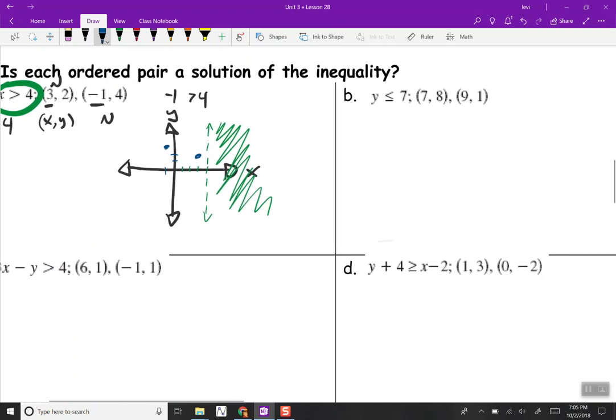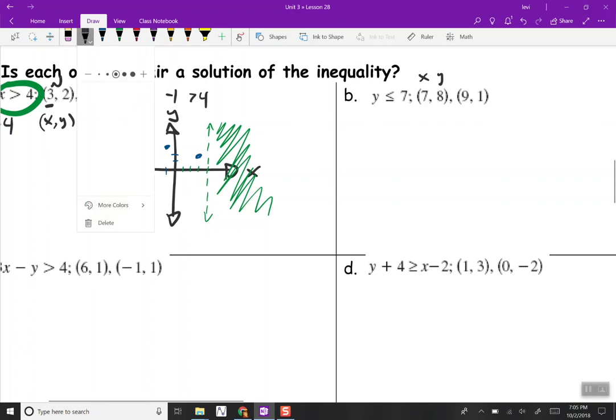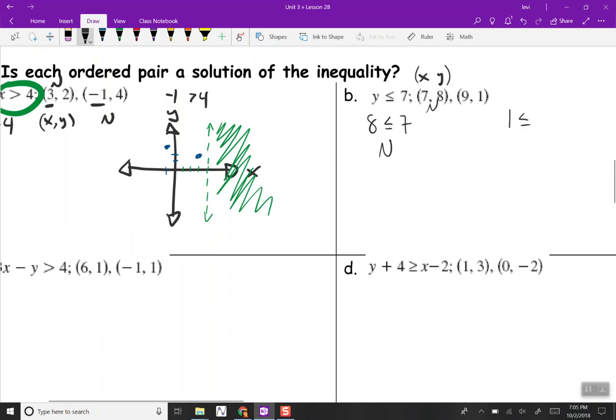Problem B. y is less than or equal to 7, so we're substituting in these y values now. We've got x and we've got y. Is 8 less than or equal to 7? That would be a no, so this is a no. The other one is 1 less than or equal to 7, and that is a yes, so this one was a yes.